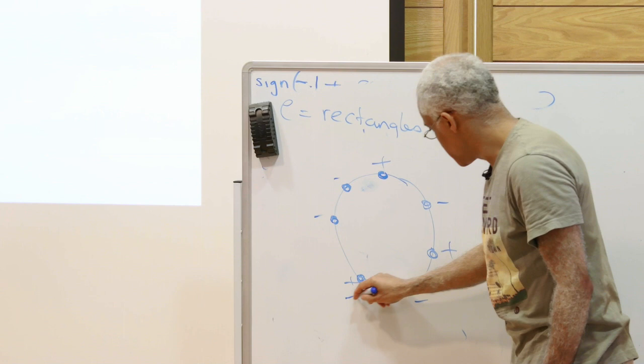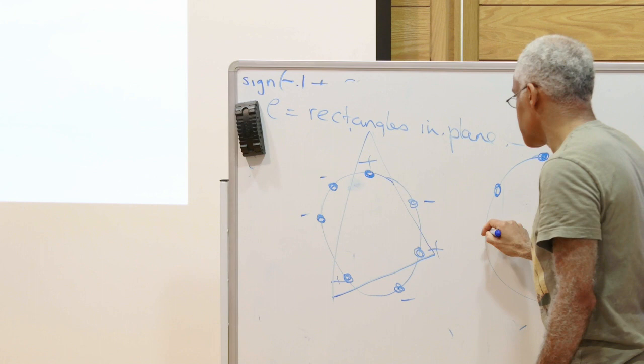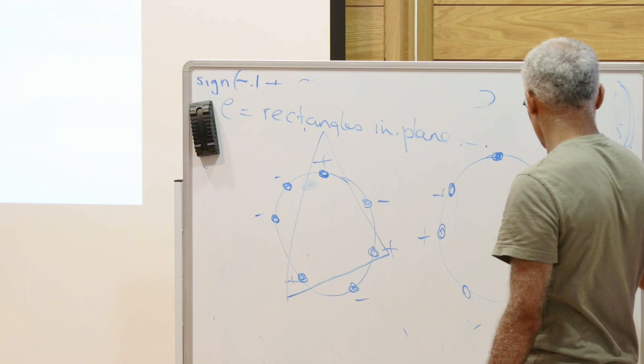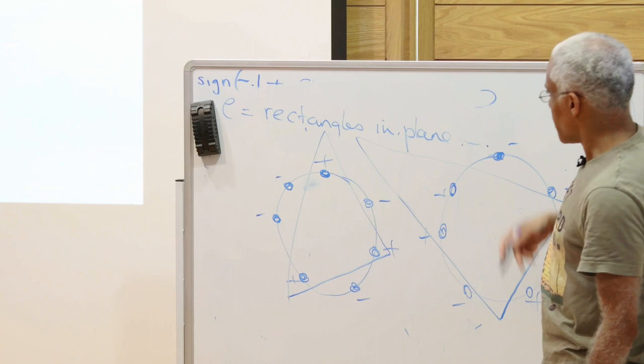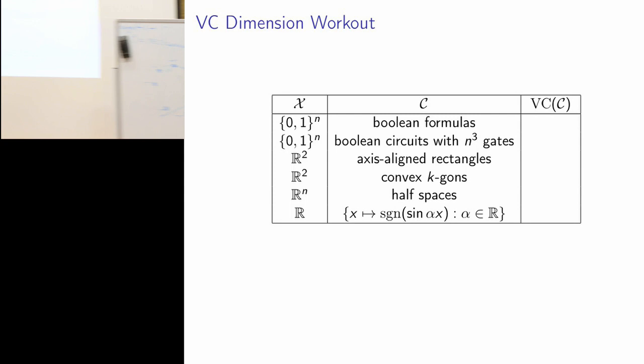And you might say, but what if you have four positive points, the same set? So how can I realize this? Well, I can realize that by cutting off the negative points like that. So the VC dimension of convex k-gons is seven.